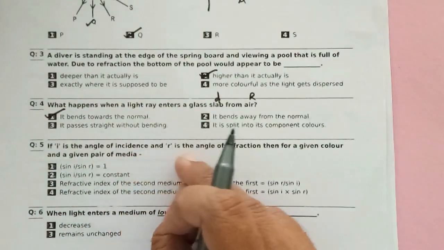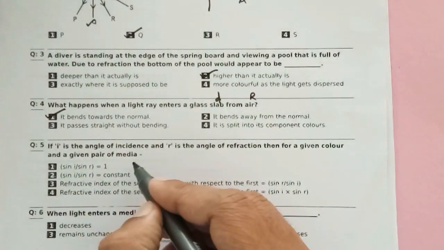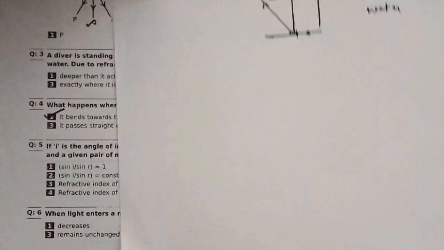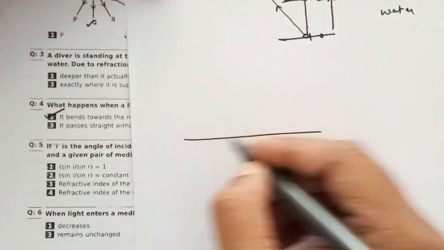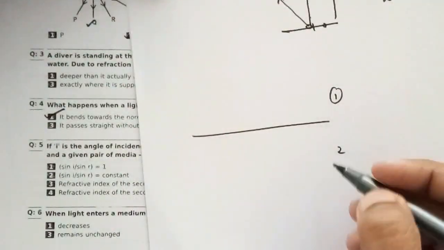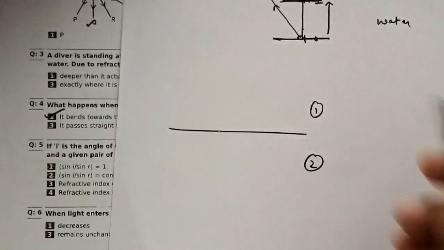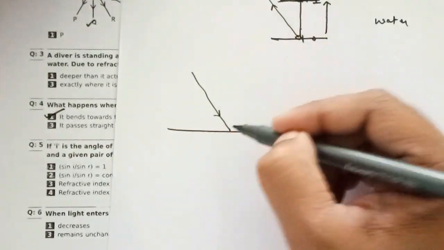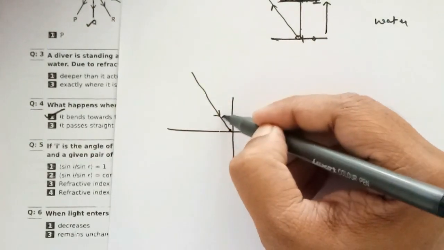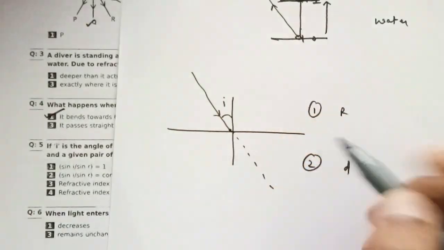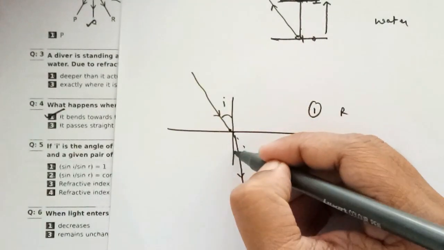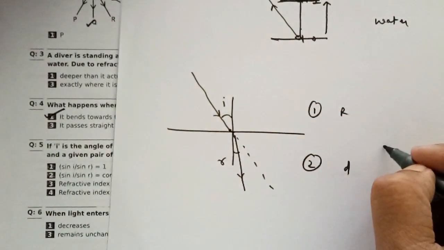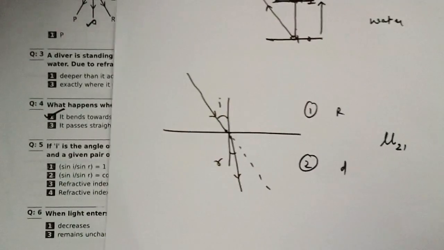I is angle of incidence, R is angle of refraction. Then for a given color, we are talking about a fixed wavelength, fixed frequency of light, right? And so here this is medium 1, this is medium 2. Suppose this is rarer medium and this is denser medium. So a ray of light strikes like this, point of incidence, normal, angle of incidence, instead of going straight, it bends towards the normal. This is angle R. Now refractive index is always of the second medium with respect to medium 1.